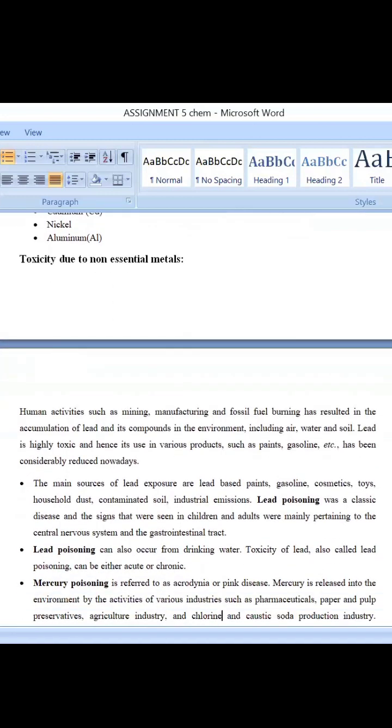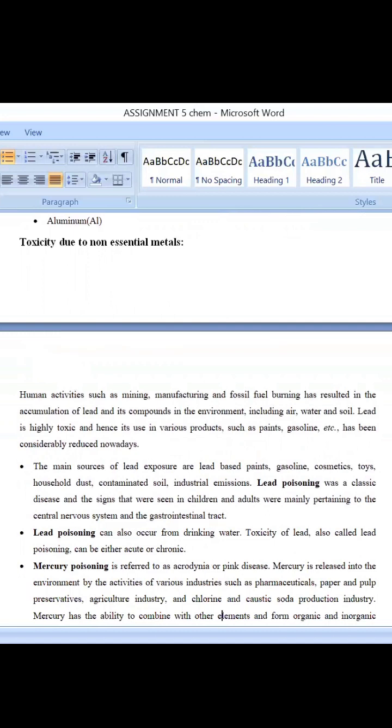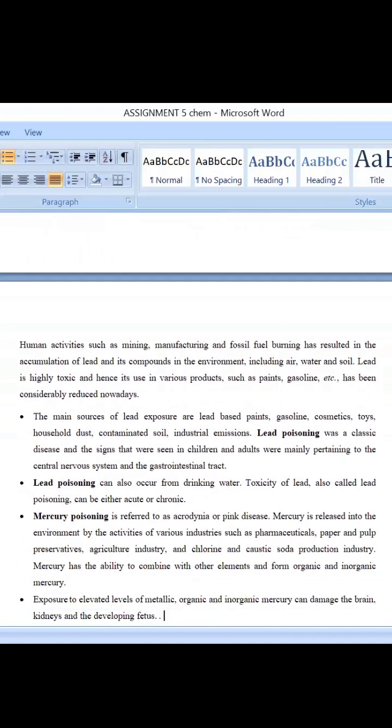Toxicity due to non-essential metals: human activities such as mining, manufacturing, and fossil fuel burning have resulted in the accumulation of lead and its compounds in the environment, including air, water, and soil. Lead is highly toxic, and hence its use in various products such as paints, gasoline, etc. has been considerably reduced nowadays. The main sources of lead exposure are lead-based paints, gasoline, cosmetics, toys, household dust, contaminated soil, and industrial emission.